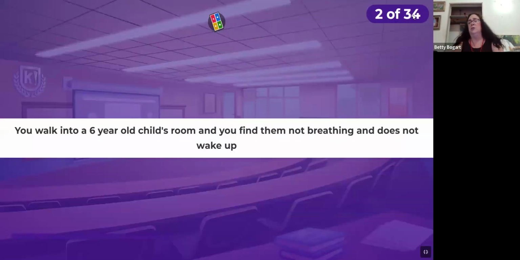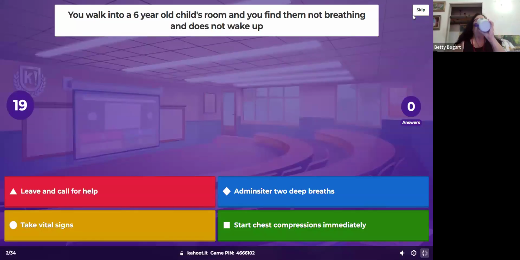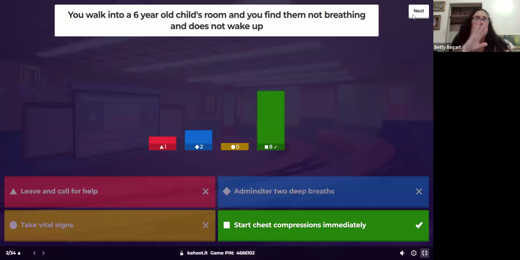You walk into a 6-year-old's room and you find them not breathing and they don't wake up. What are you going to do? So you walk into a room and you find a person, adult, child, doesn't matter. They're not breathing. They don't have a heart rate. You always start compressions first. Years ago, you gave 2 breaths and then did compressions. Do you know why they changed that?